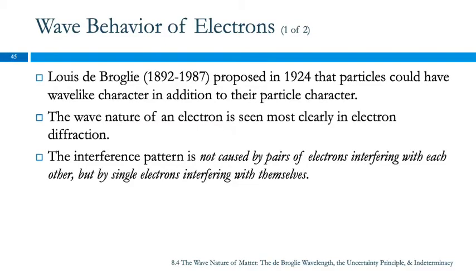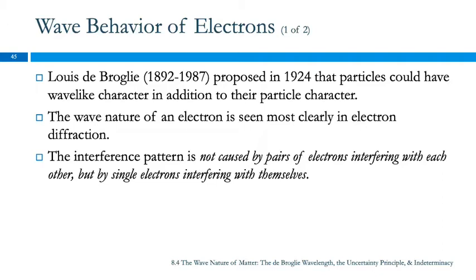Okay, so we talked about the wave-particle duality of electrons and other quantumly small objects. In 1924, de Broglie proposed that particles could have wave-like character in addition to their particle character. And so we see this wave nature of an electron most clearly in electron diffraction. This is a lot like the double slit experiment we saw, the guy on the beach with the box.